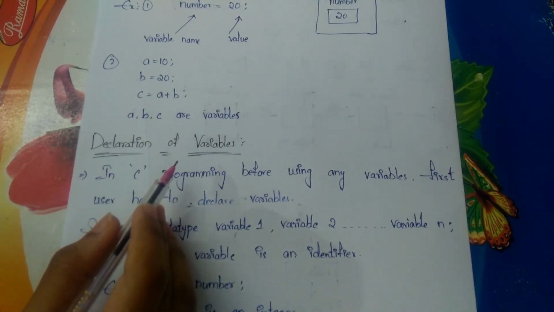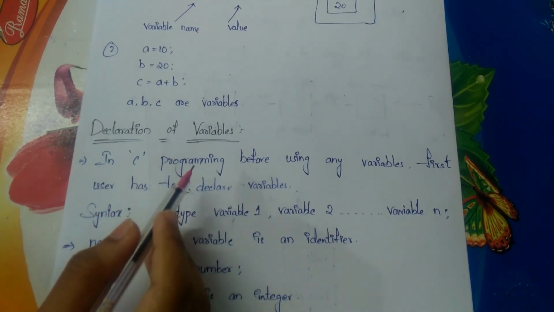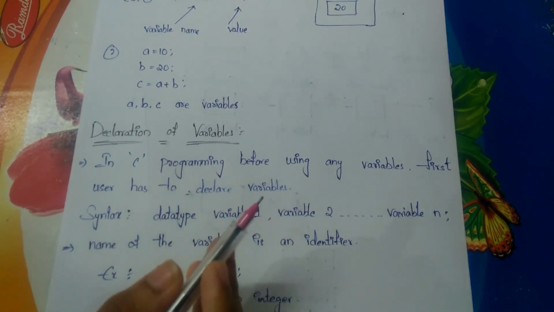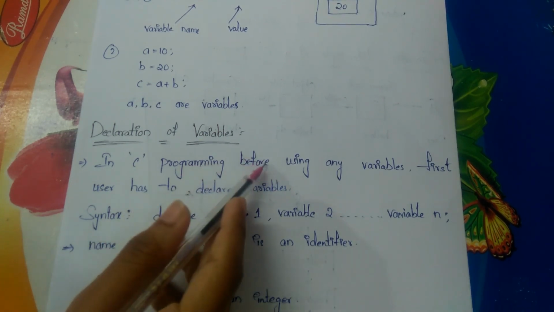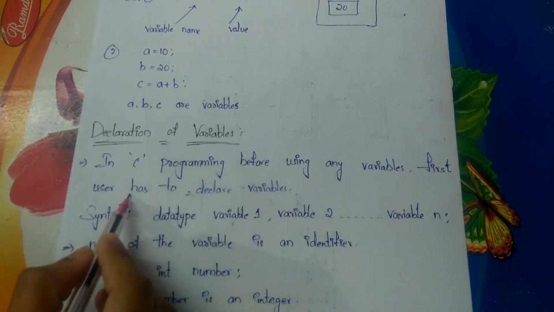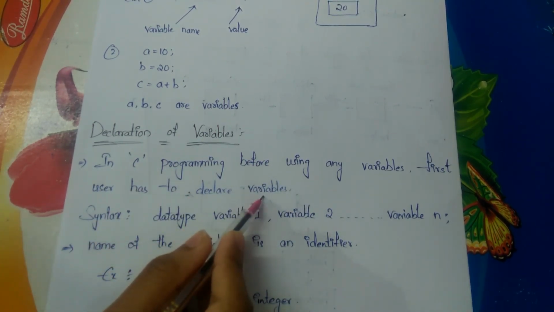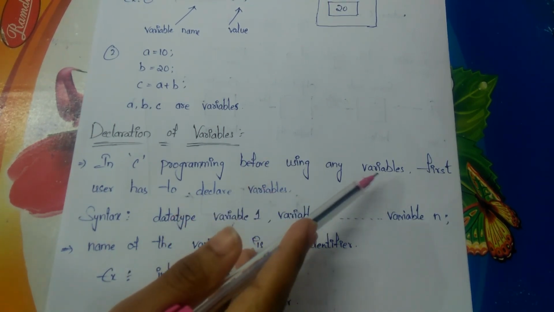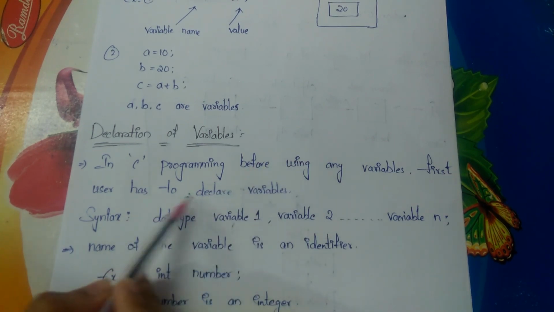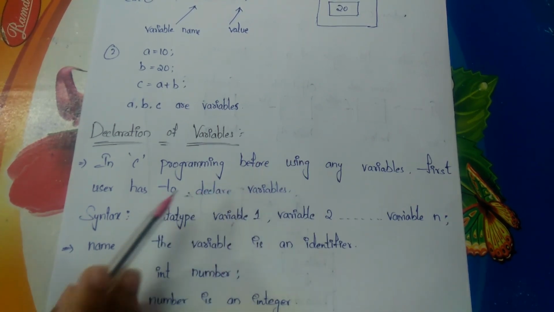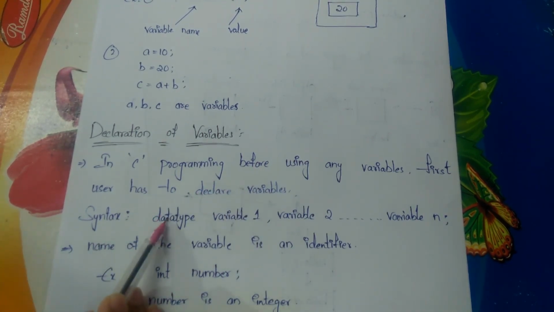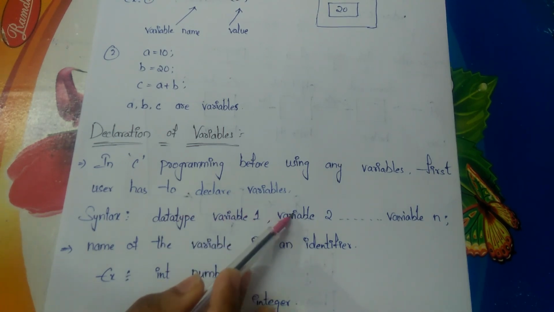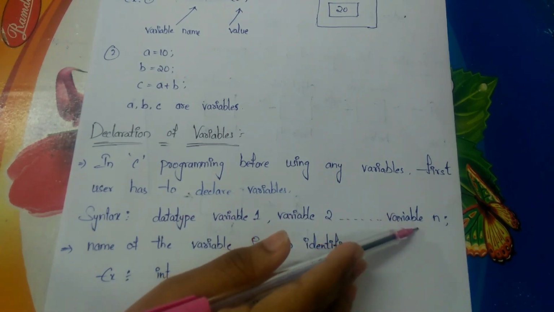Here is the declaration of variables. How do we declare variables? In C programming, before using any variable, the user first has to declare it. In a program we use many variables, so before using them, we have to declare the variables. Now the syntax is: data type variable 1, variable 2, and so on up to variable n.